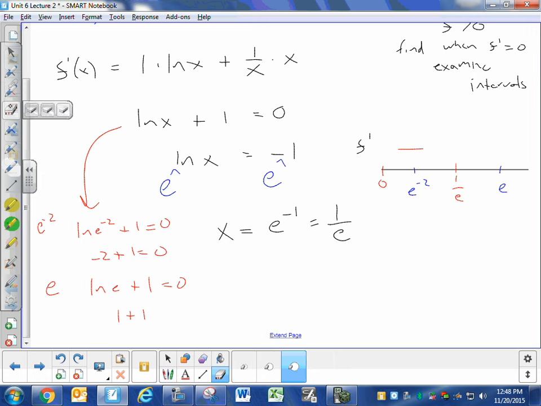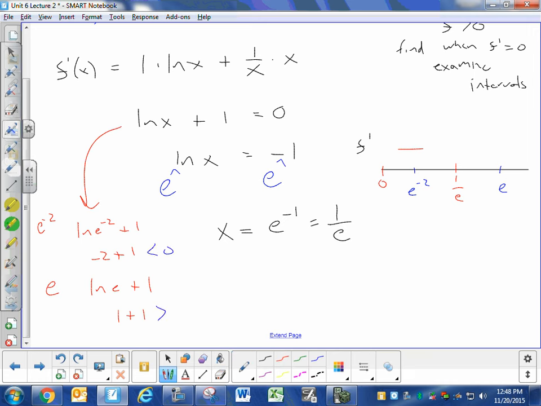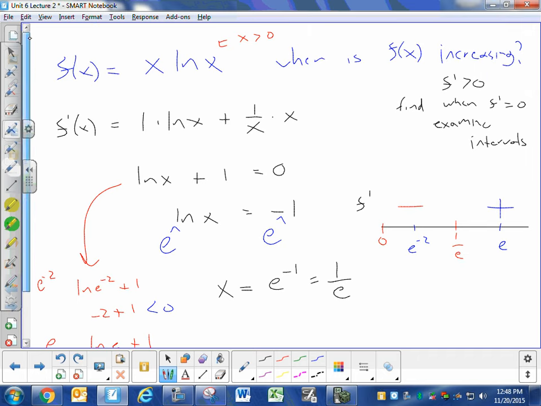I don't know why I set that equal to 0. I'm just trying to find the sign of it. This I know is less than 0. This I know is greater than 0. That's negative. That's positive. All right, so when is this function x log x increasing? When x is greater than 1 over e.